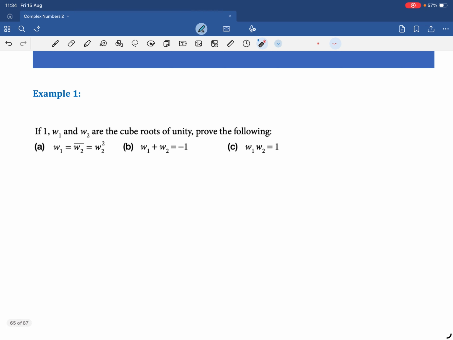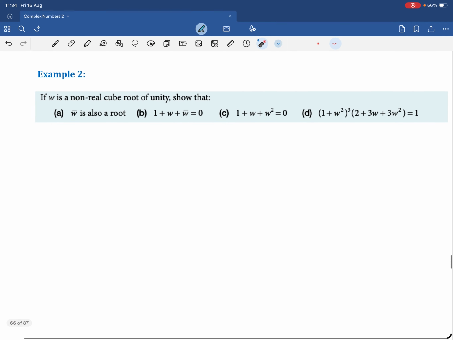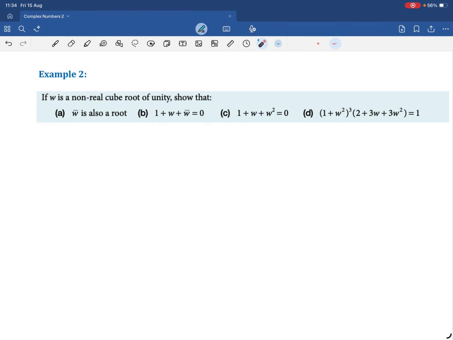We're just going to do one example in this video because they take a very, very long time to do. We're going to have a look at this one down here. If w is a non-real cube root of unity, show that w bar is also a root.